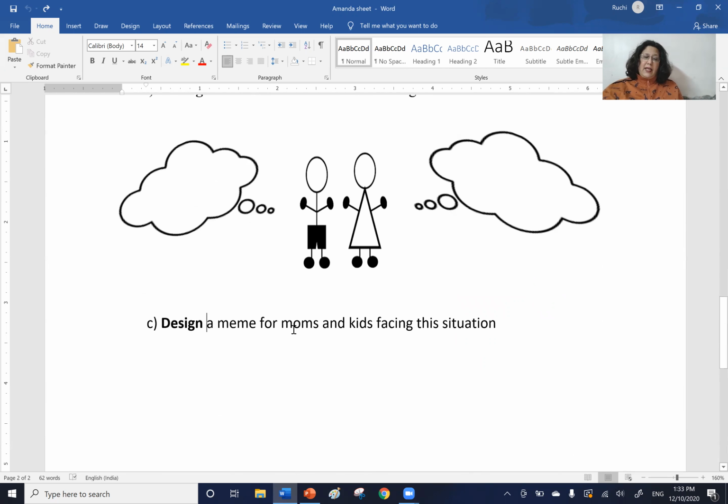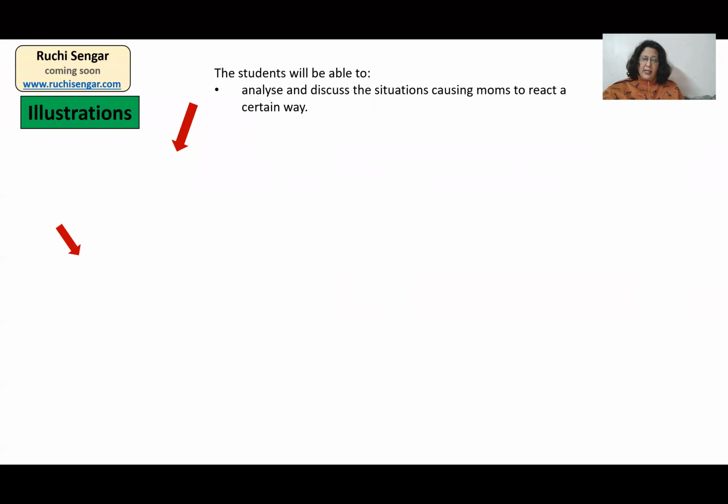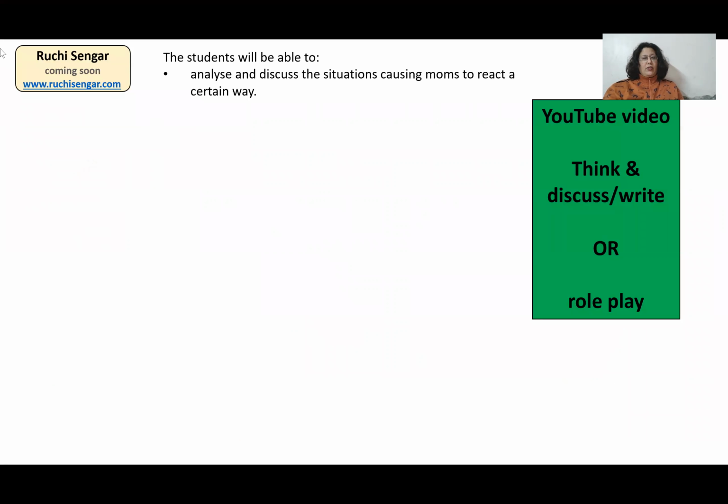And then you could say, design a meme for moms and kids facing this situation. They love doing all of this. Yeah. Let's get back to the presentation, right? I showed you all of this, and let's move on to the next one.